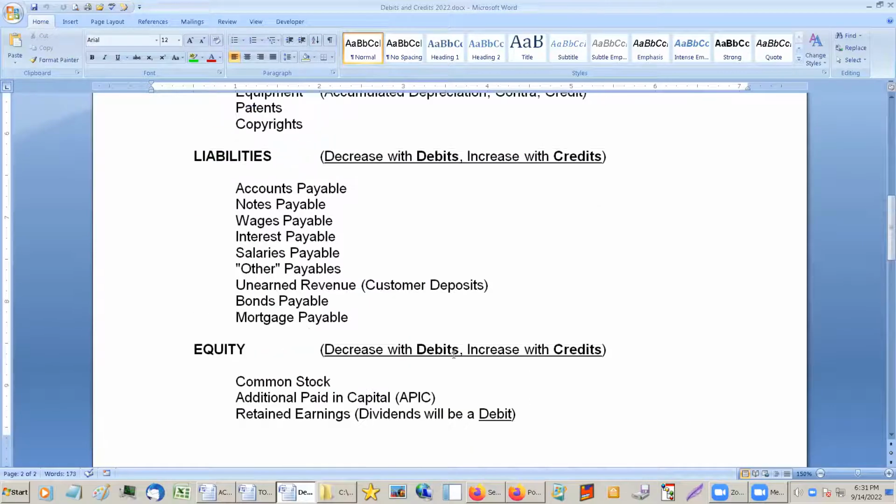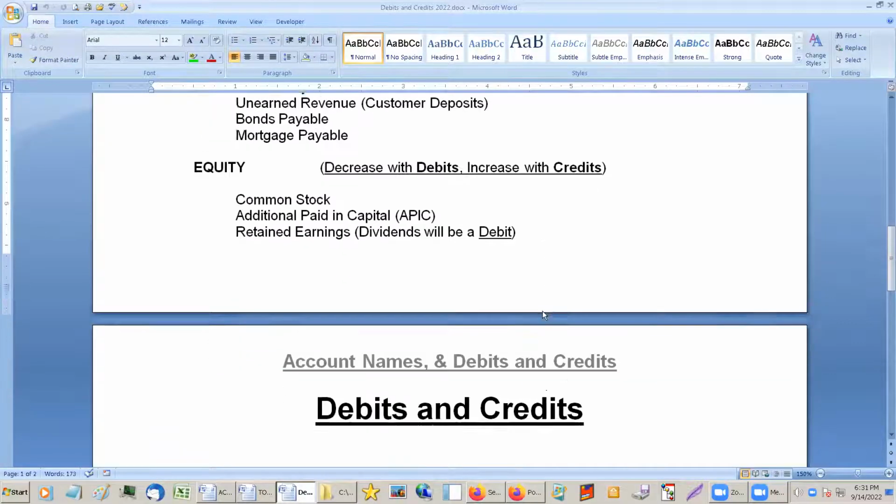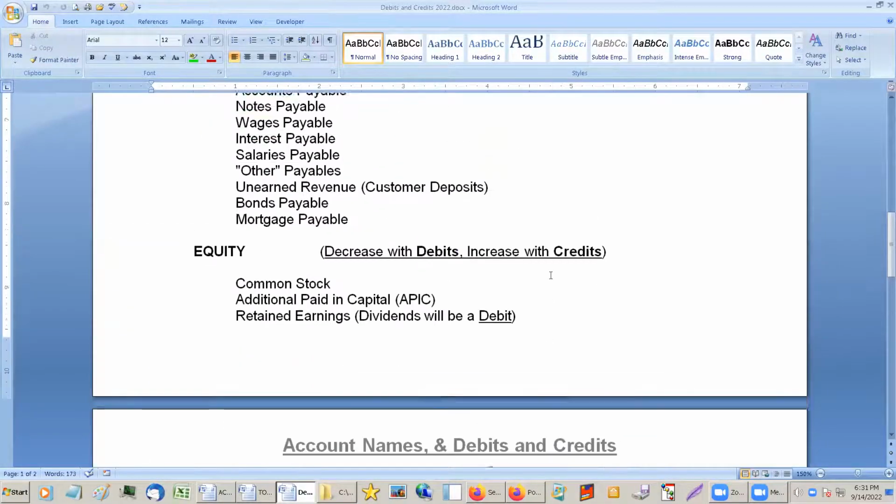Or I mean, there are things that don't fit into the nice payable or unearned revenue thing. Okay.